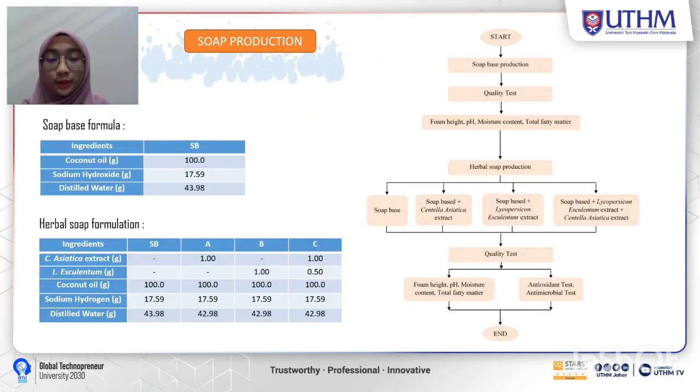Next is the soap production process. In the soap production, there will be two types of soap to be produced, which are the soap-based formula and the herbal soaps. Soap-based formula is the soap that does not contain any herbal extracts, while herbal soaps are the soaps that will be produced containing herbal extracts with different combinations. Both soaps produced will be tested on their physicochemical properties and antioxidant and antimicrobial properties.